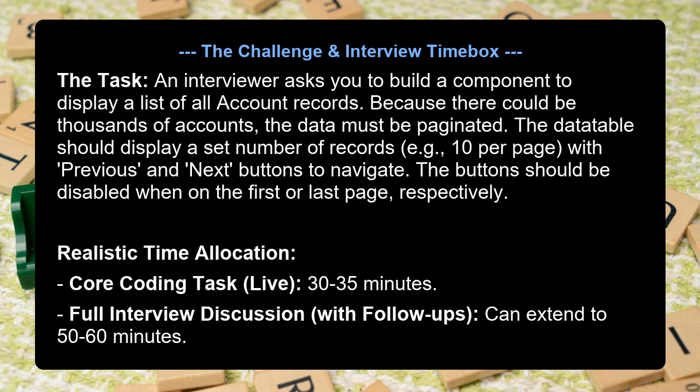The task: an interviewer asks you to build a component to display a list of all account records. Because there could be thousands of accounts, the data must be paginated. The data table should display a set number of records, for example, 10 per page, with previous and next buttons to navigate. The buttons should be disabled when on the first or last page, respectively. Realistic time allocation: core coding task, live 30 to 35 minutes. Full interview discussion, with follow-ups can extend to 50 to 60 minutes.